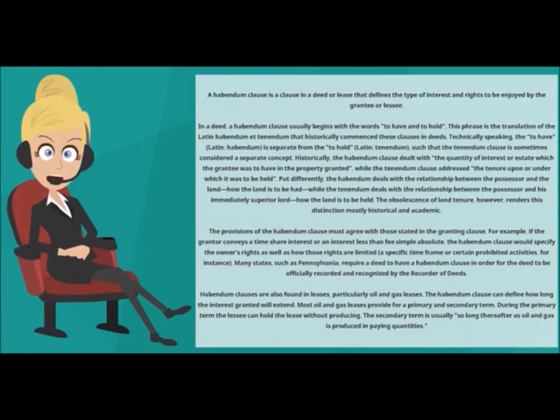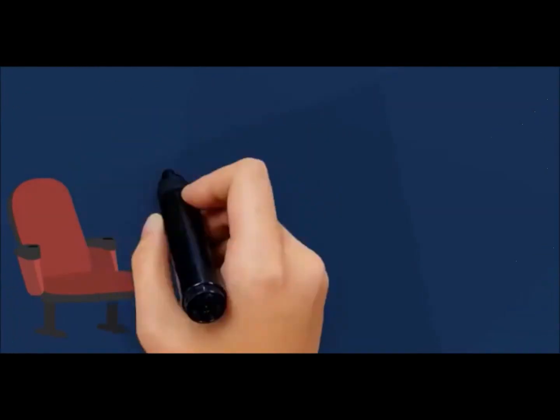Habendum clauses are also found in leases, particularly oil and gas leases. The habendum clause can define how long the interest granted will extend. Most oil and gas leases provide for a primary and secondary term. During the primary term, the lessee can hold the lease without producing. The secondary term is usually so long thereafter as oil and gas is produced in paying quantities.